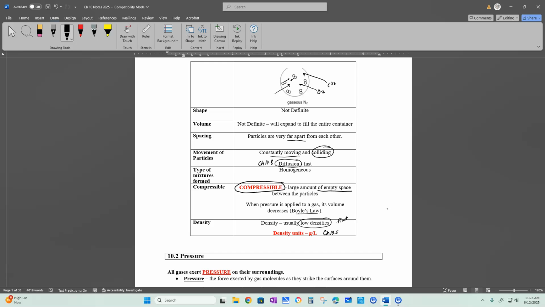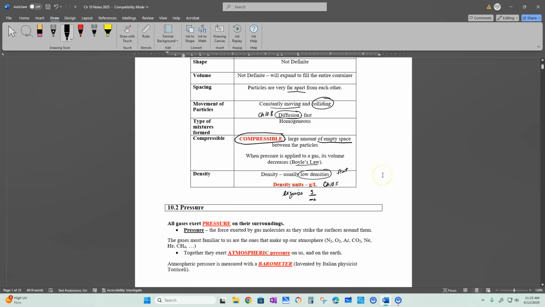Be very careful. When we were doing density for liquids, we were using grams per mL. The reason we use liters instead of mL is because we're talking about larger amounts of particles. So we have to make sure that we have the correct units.